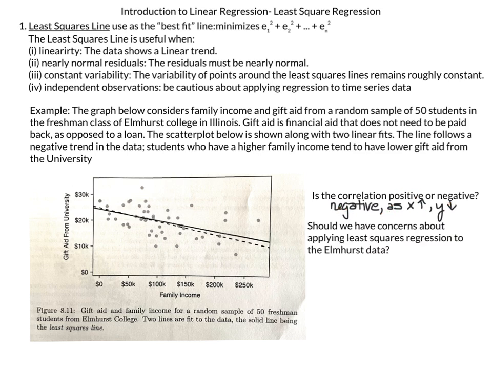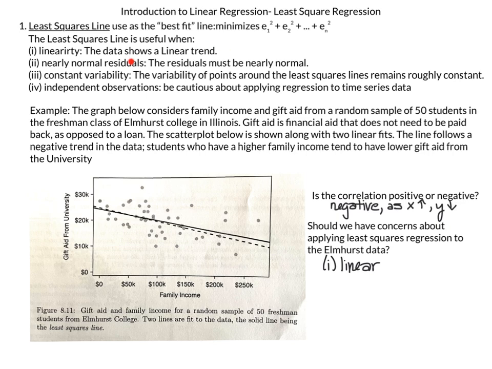Our next question: should we have concerns about applying the least squares regression to the Elmhurst data? What we're asking is if these criteria here fit the data. Our first criterion is linearity. As we mentioned, it does seem like these points roughly cluster around a line. It's not like a scatter plot with a little cloud of points. It roughly follows a line. So we'll claim there is some linearity.